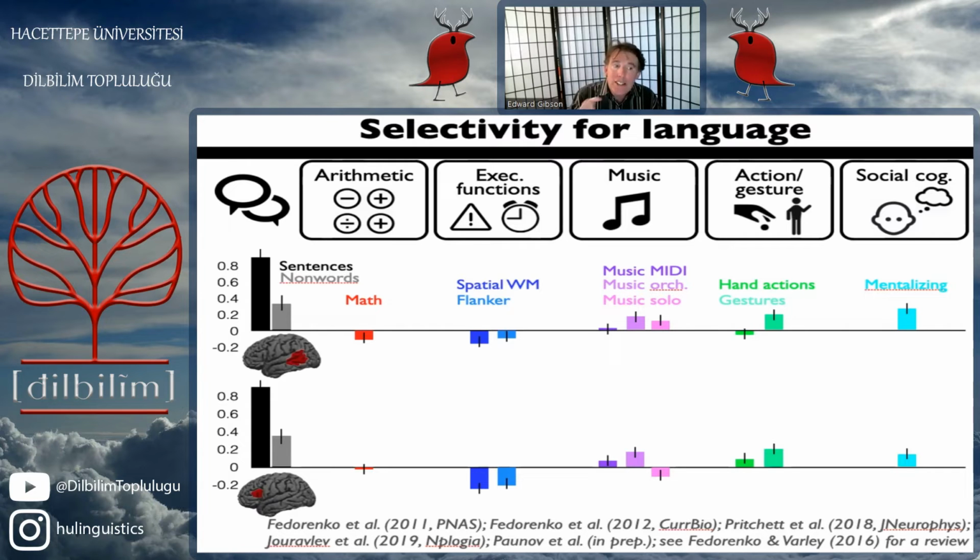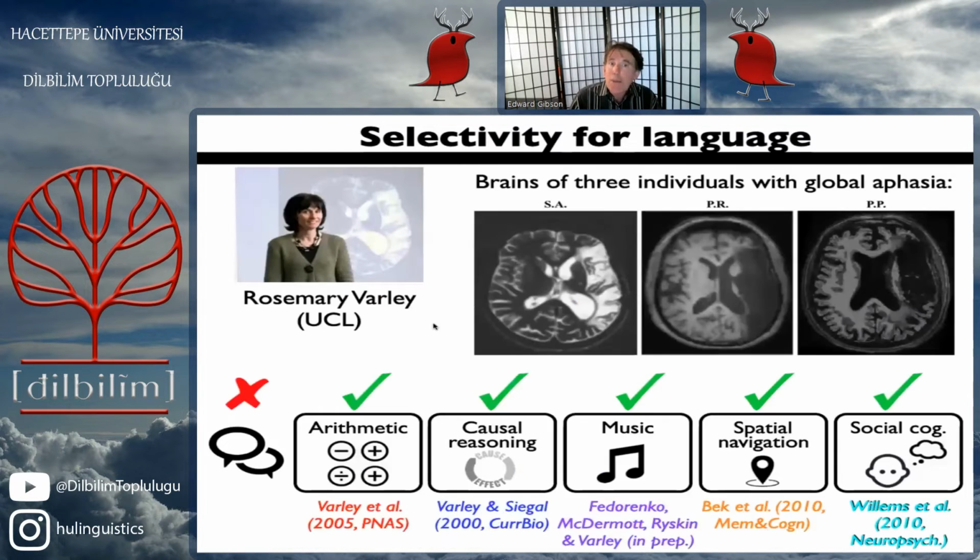Another way to investigate this question is in people who've had what's called global aphasia. They basically have a massive stroke to the left side of their brain, but the right side is left pretty much intact. Those are pretty rare patients, actually. There's not very many of those. If you have such a large stroke on the left, you usually lose a lot on the right, and then there's just nothing to evaluate. But this woman at University College London, Rosemary Varley, has been investigating global aphasics.